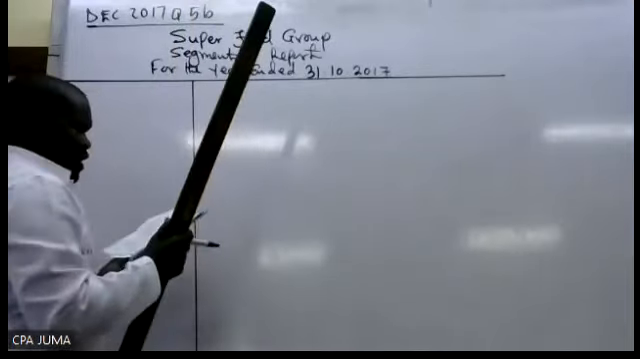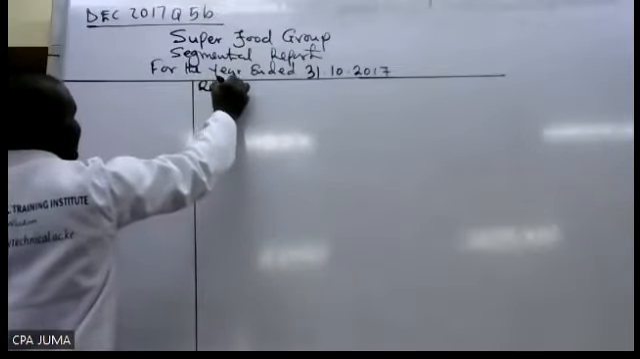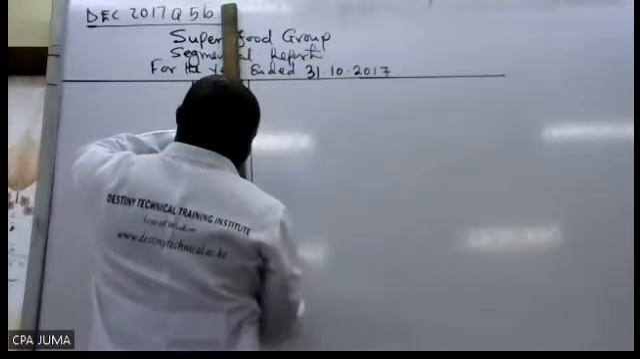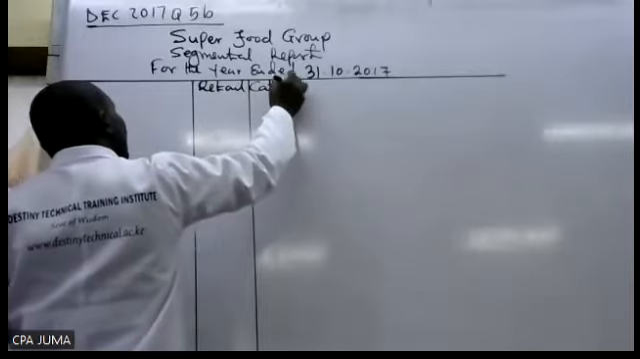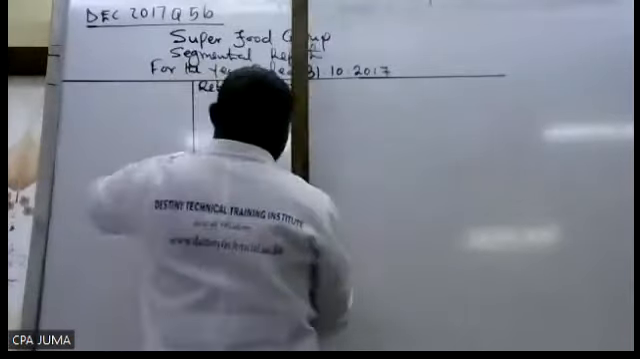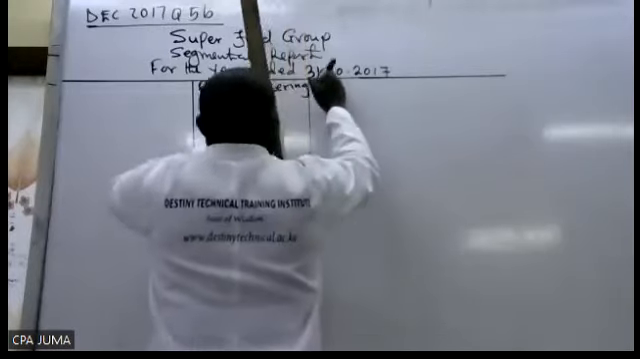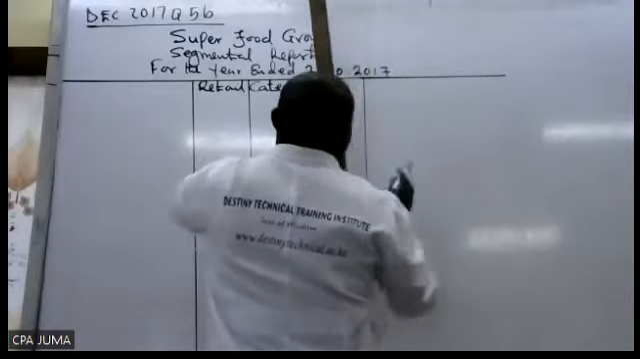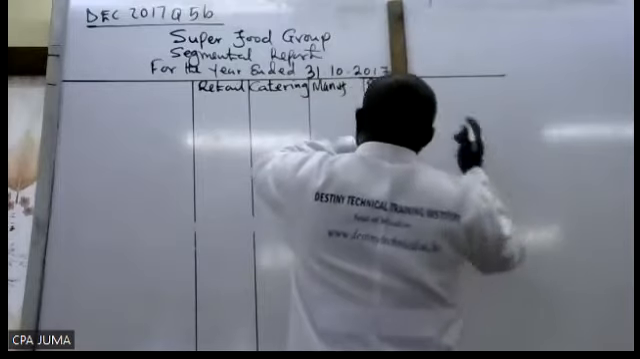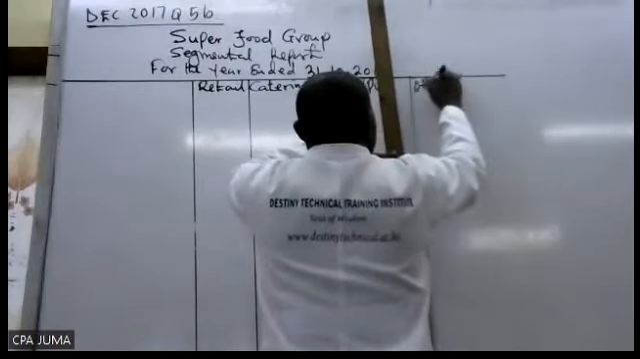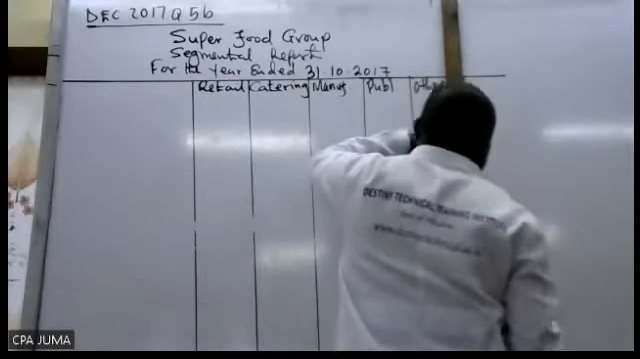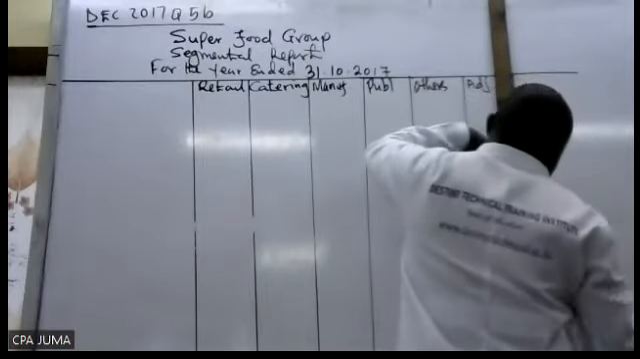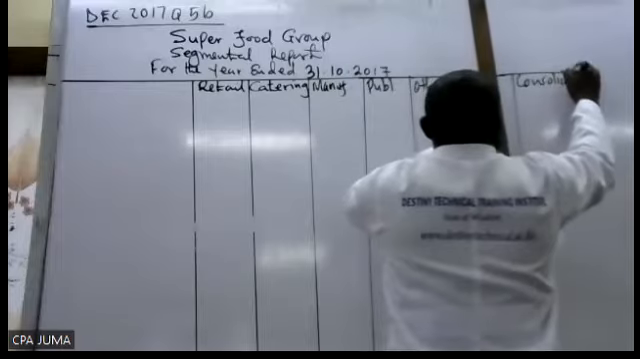The first one is retail. So we have retail, we have catering, we have manufacturing, distribution, publishing. Then we have others. Then you say adjustment. Then you will have consolidated, which is the total.